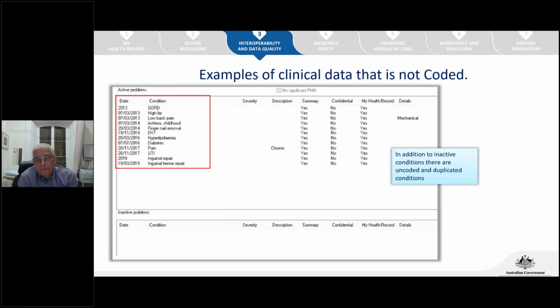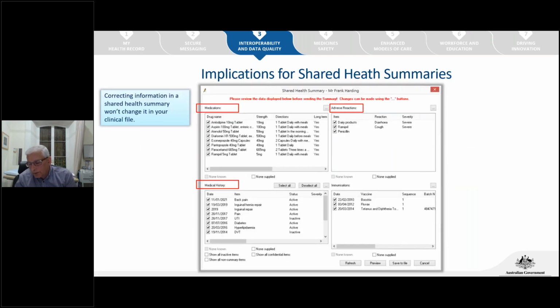Yeah, thanks, Peter. And so I guess then you just mentioned before that there's a duplication of the hernia, and obviously not only do you have inactive conditions, but there's also uncoded, and you mentioned the diabetes and the pain. So yeah, we can see that in this slide as well. And high BP really should be hypertension as well. Yeah, that's right. So there were quite a number of things in there that we need to consider.